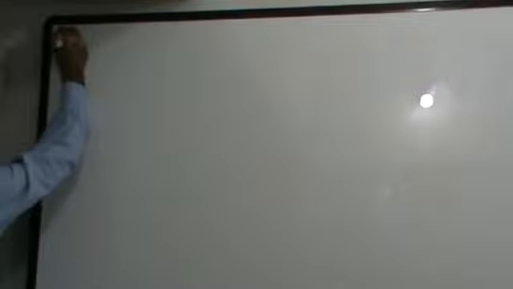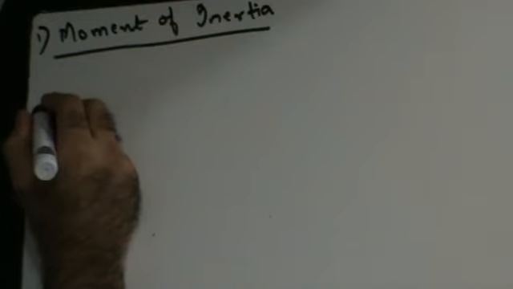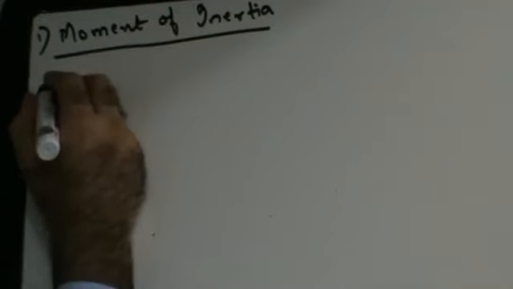Now, let's try to understand what is moment of inertia. First of all, we should know what is inertia. The tendency of a body to maintain state of rest or uniform motion along a straight line is called inertia. Now, I can say that bodies which are in uniform rotational motion also show a tendency to oppose the state of uniform rotational motion.